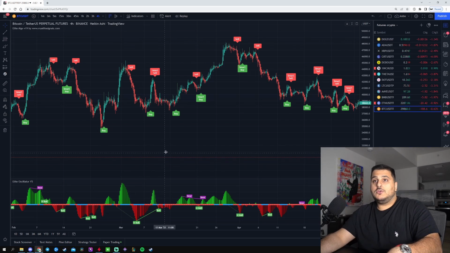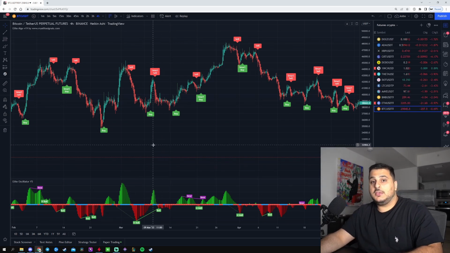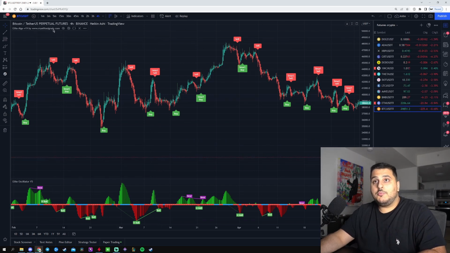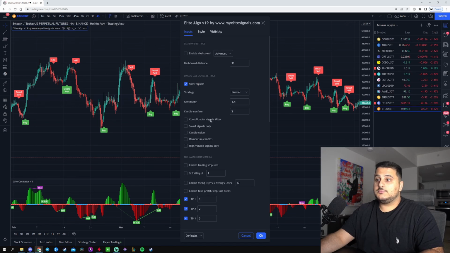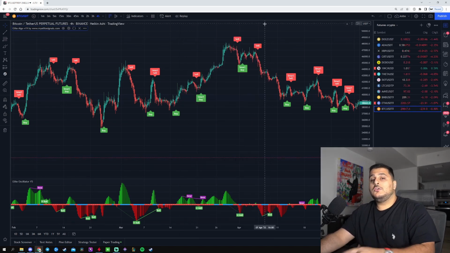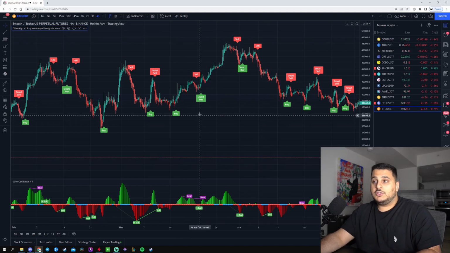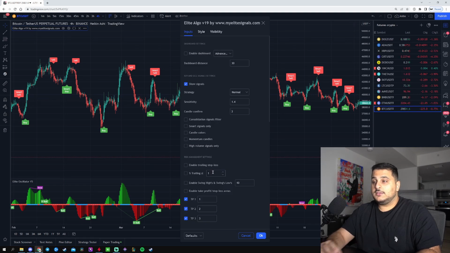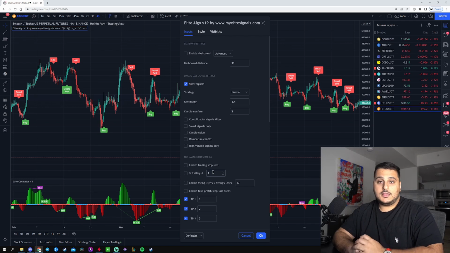So the first thing you want to do in order to access the settings for EliteAlgo, it's very simple. There's 2 different ways to do it. You can either go up here to where it says EliteAlgo version 19 by myelitesignals.com and just click this gear icon. Once you click this gear icon, this box will appear, and this is where all the EliteAlgo settings are. Or you can do method number 2, which is simply right click one of these signals, go down to settings, and the same box will appear. So these are the 2 different ways that you guys can access the EliteAlgo settings.